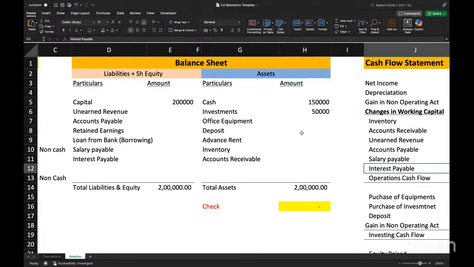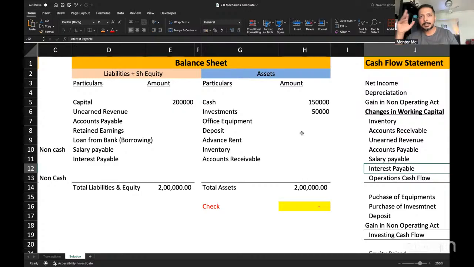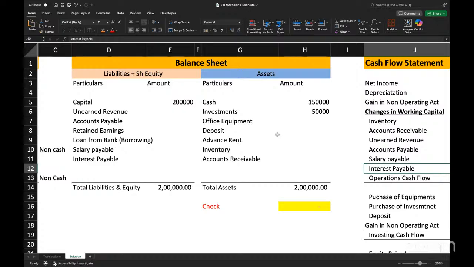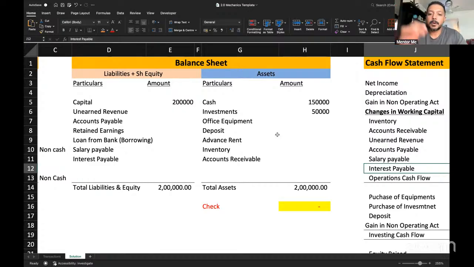So if you understand the linkages between the three financial statements excellently, I think in the long run it will help you a lot. Not just clearing the CFA FSA part, but also analyzing companies and getting an idea of what is happening is always easy.